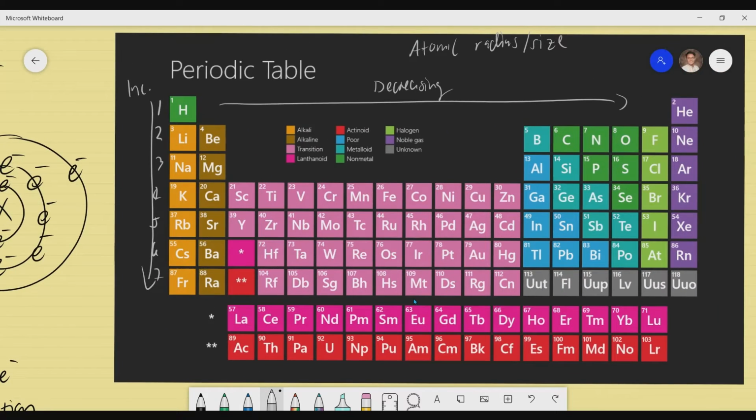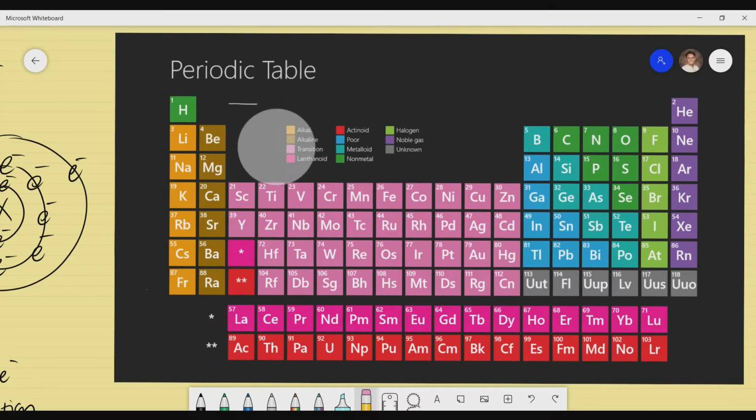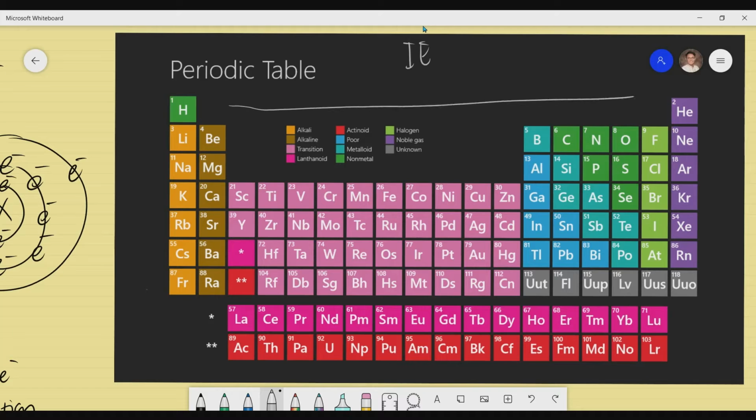So let us go back here in the periodic table. So let me just erase this one. So at this point, we are talking about ionization energy or IE. Okay? So remember ionization energy, we have here the ionization energy.